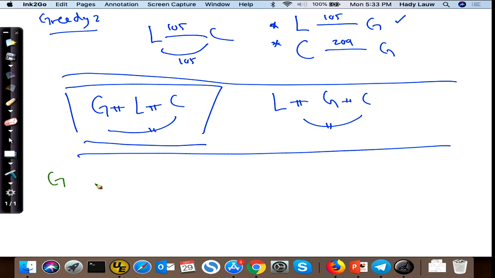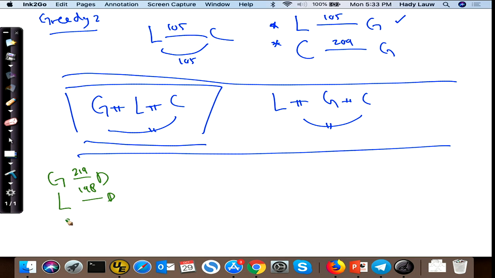So from G to B is 306. From G to D is 219. So G to D is smaller, which is 219. Now, if I start from L, which is also in the tour, where do I go? Both C and G are already in. So the closest distance is to D, 198.